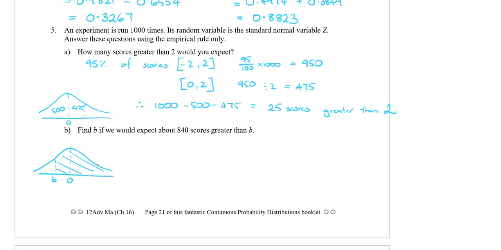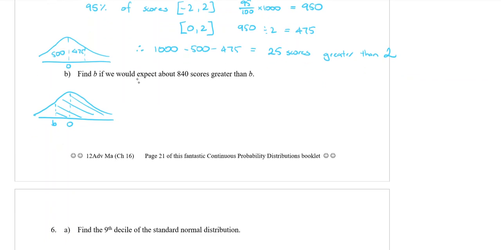Okay, so if I do 840 minus the 500, that tells me that there is 340 scores that would be in that section there in red, between the B and the mean. Okay, now that 340, because this is out of 1,000, think of your 68, 95, does that 340 look like anything? It's 34%. That is 34% of the 1,000, okay?